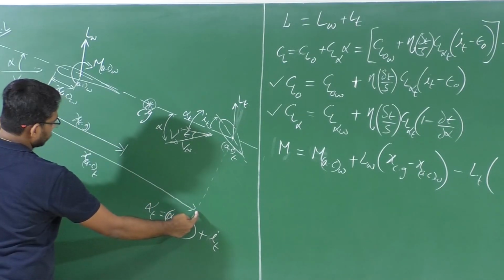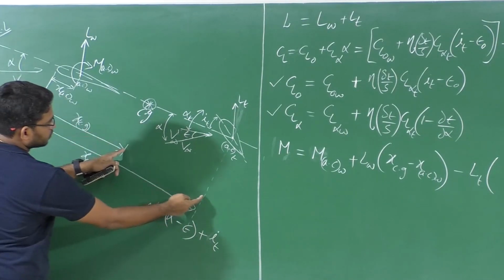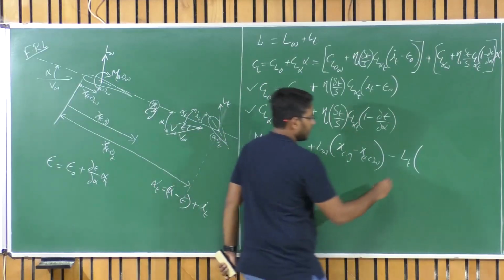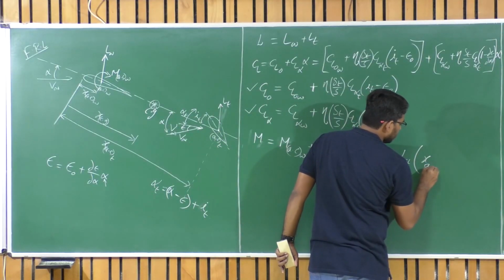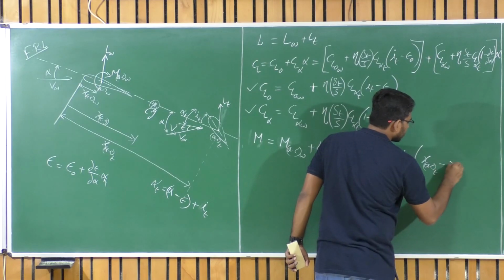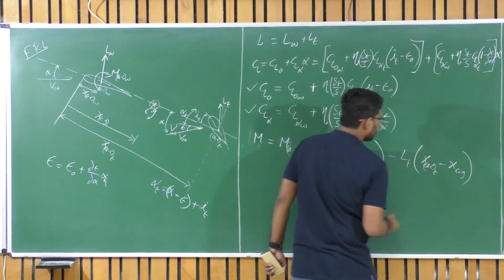That is nothing but xAC of tail, right, or xCG removed from xAC of tail. This is xAC of tail, if I remove xCG, this is what I end up with. So what I have is xAC of tail minus xCG. That is the corresponding moment arm.